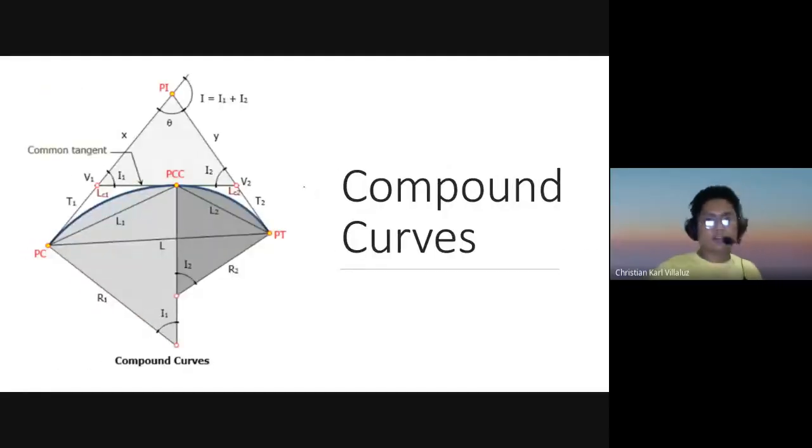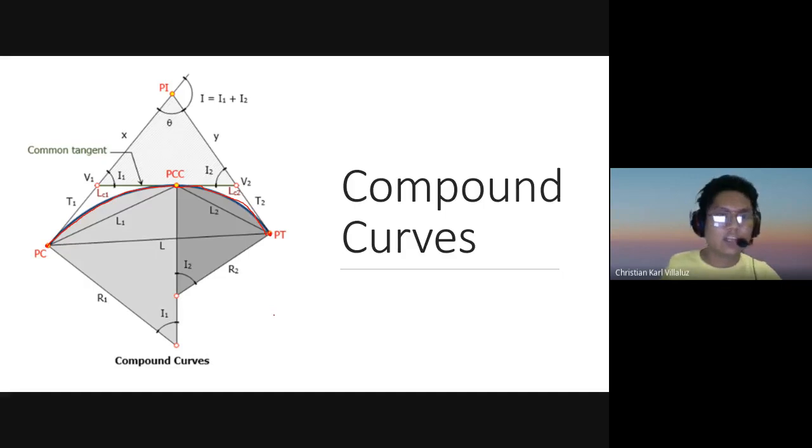compound curve. So when it comes to compound curve, this is just two adjacent simple curve. So magkatabing simple curve na parehas yung direksyon ng kanilang liko. So for example, galing ka sa PC, going PT. So you are going to the right. So pupunta ka sa right dun sa unang curve at pupunta ka ulit sa right sa pangalawang curve.